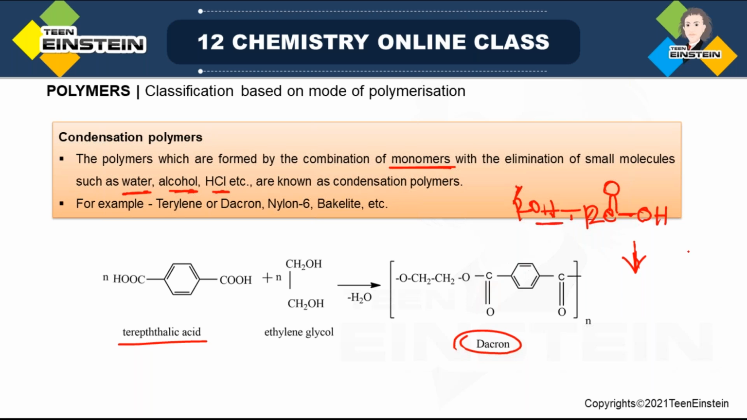Here this OH and H is removed. As a result, we get RCOOR prime. So here this water molecule is removed. Net removal of water is taking place.